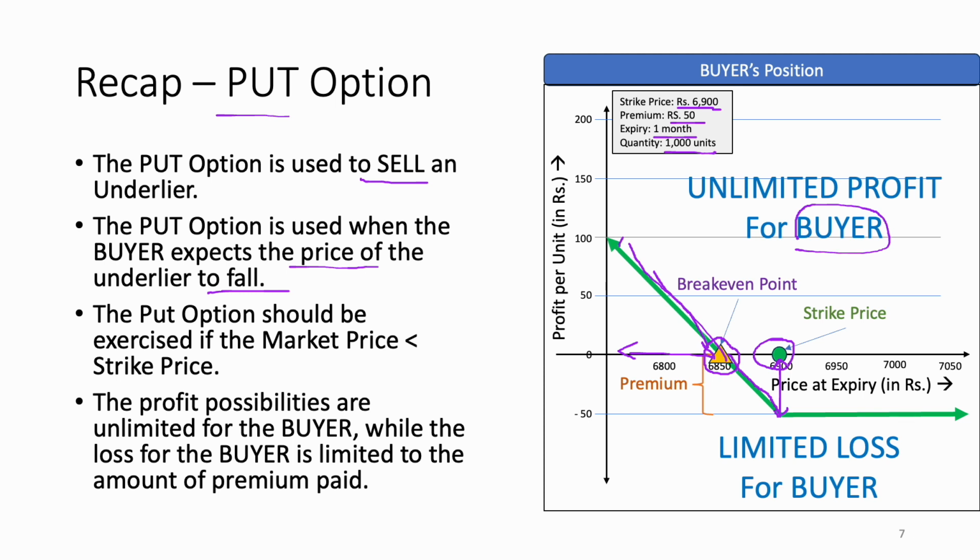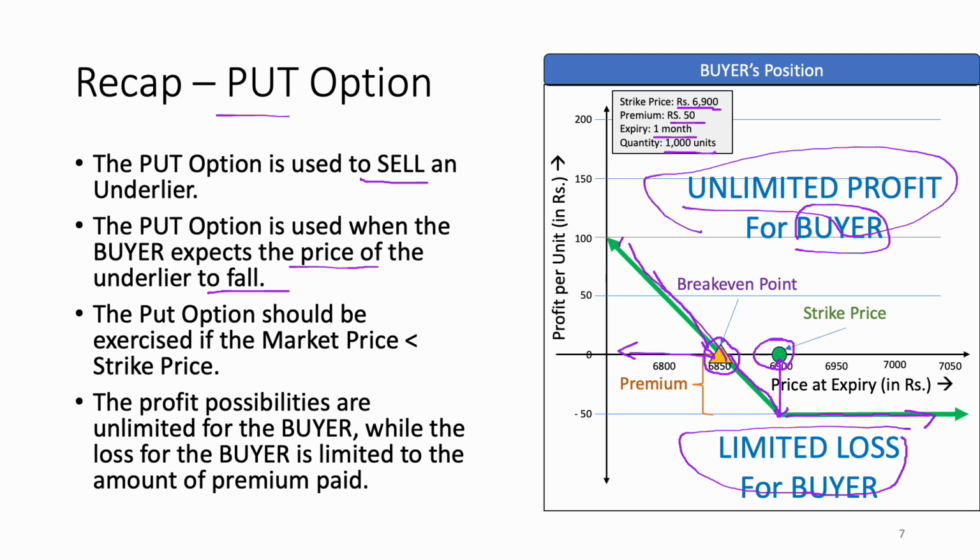However, if the price rises, then the buyer will not exercise the put option, and so his loss will be restricted to the amount of the premium because he will forego the premium. So from a buyer's perspective, he has a limited amount of loss, but an unlimited amount of profit. So this is the position of a buyer.